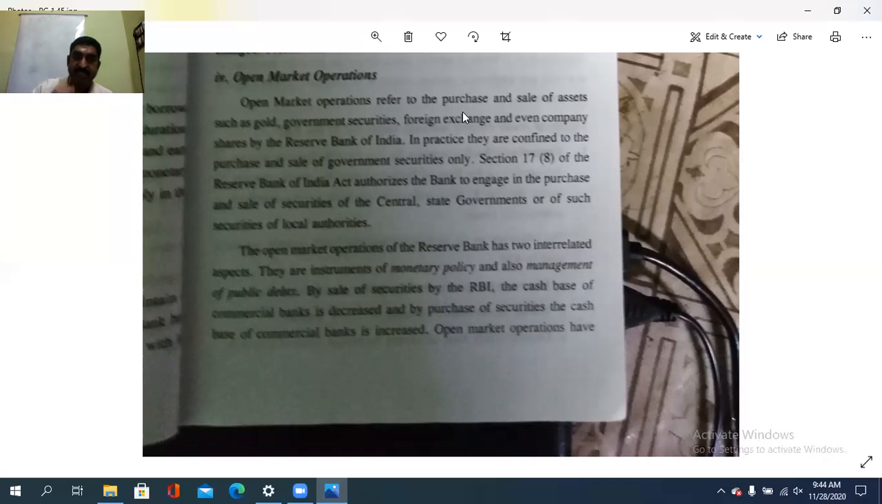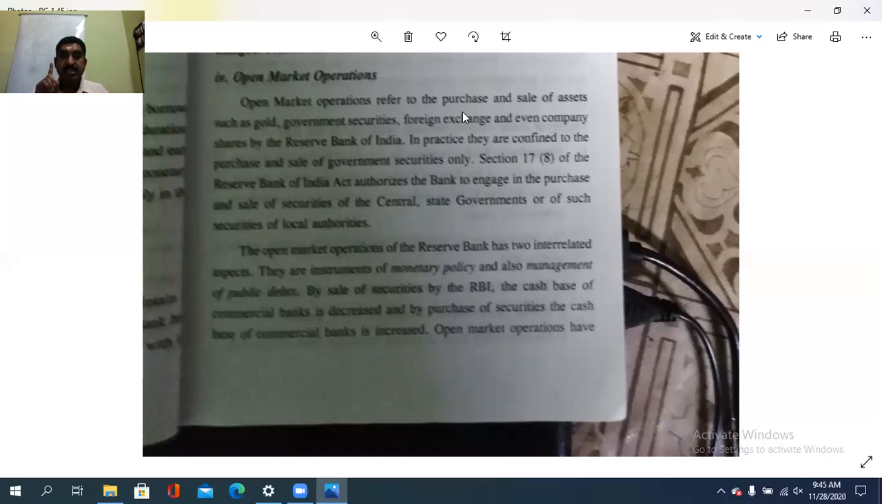Securities in the sense of assets. Purchase and sale of securities of the central government, state government, or of such securities of the local authorities. The open market operation of the RBI has two interrelated aspects: one is an instrument of monetary policy, and the other is the management of public debts. So keep it in mind. Two interrelated aspects are there.